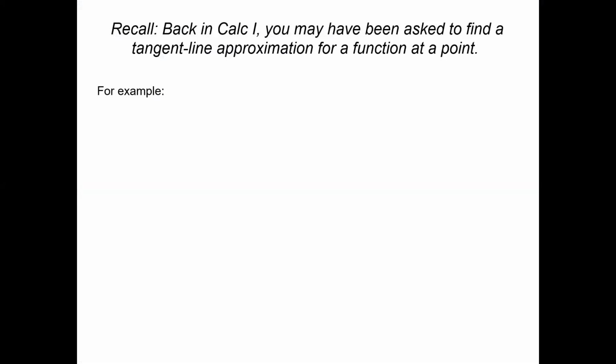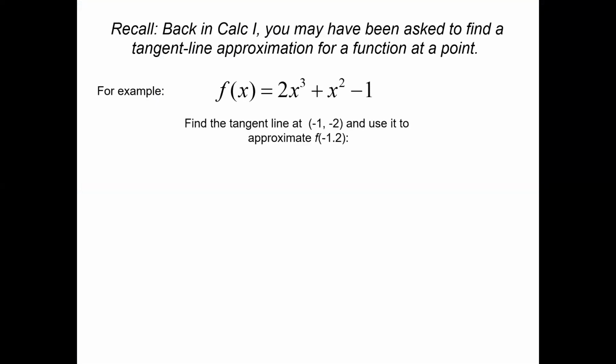So it says, recall back in Calc 1, you may have been asked to find a tangent line approximation for a function at a specific point. So for example, if we look at this function, we've got a cubic function here. And if I said find the tangent line at the point (-1, -2), and then use that to approximate the value of the function at -1.2, let's start with the tangent line, okay?